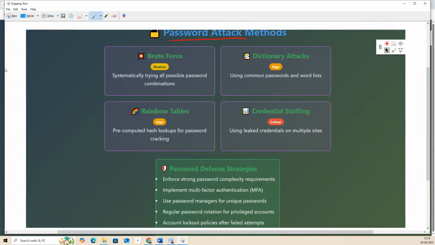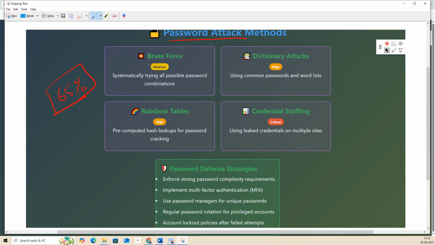Password attacks. Let me ask you a question. You can ask yourself, how many of you use the same password on multiple sites? If you do, don't worry, you're not alone. Studies show that 65% of people reuse passwords across multiple accounts, and that's exactly what attackers are counting on. Let's talk about how they exploit this weakness.